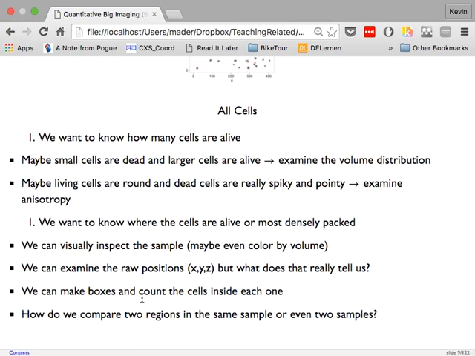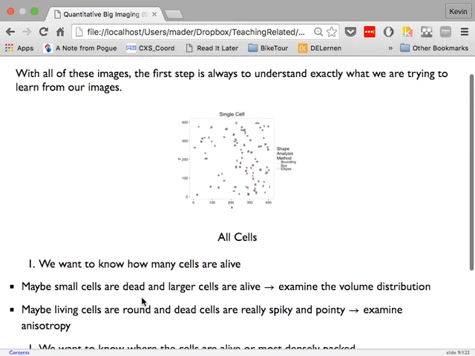And so, we can examine the raw positions, but that doesn't really help us. You can make boxes arbitrarily and count the cells inside of each box and say this region has very few cells and this region has large cells, but that's fairly arbitrary. How do you define the box as well? And how do you do this then for lots and lots of samples? And if you're trying to compare two regions within a sample, how do you design those regions well, or how do you compare these cells to these cells in an easy manner?